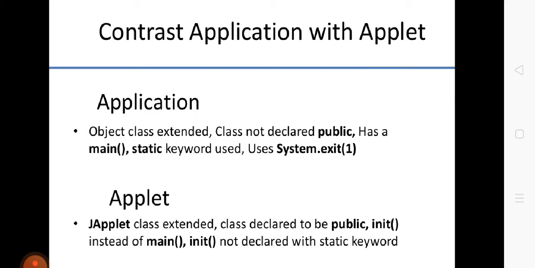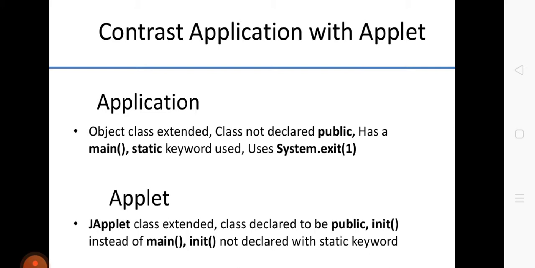Okay, this kind of class is not declared as public. Okay, so in an application the class is not declared public, and it will have a main method. It will have a main method and the static keyword, right? Okay, and it uses the System.exit statement whenever the application finishes.